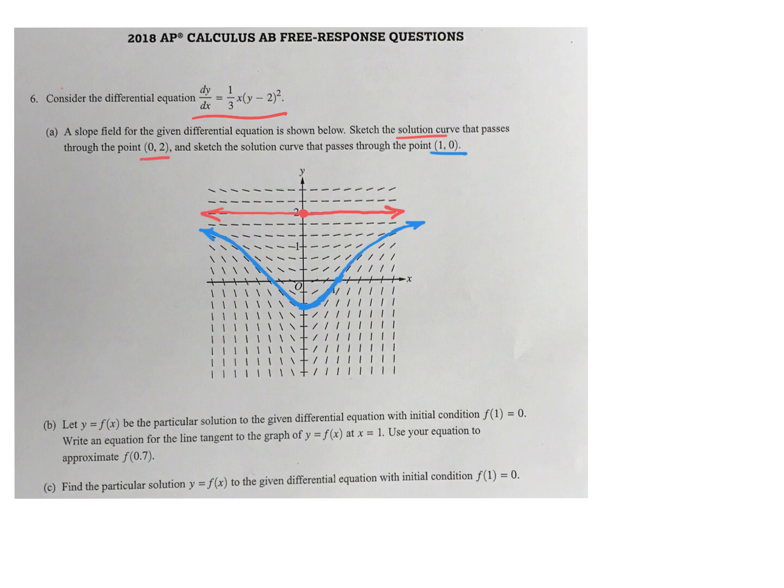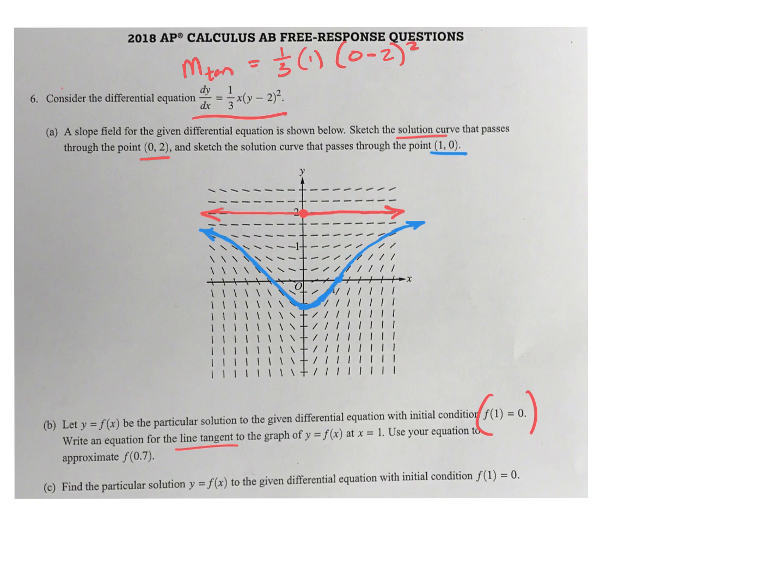Part B says let f of x be the particular solution, blah, blah, blah. Write an equation for the tangent line. So to write an equation of a tangent line, I need a point, which I have right here, (1, 0). And I need a slope. And what I like about differential equations is our slope of our tangent line is dy/dx. Now this is dy/dx at x equals 1 and y equals 0. So I'll replace the x with 1. I'll replace the y with 0.